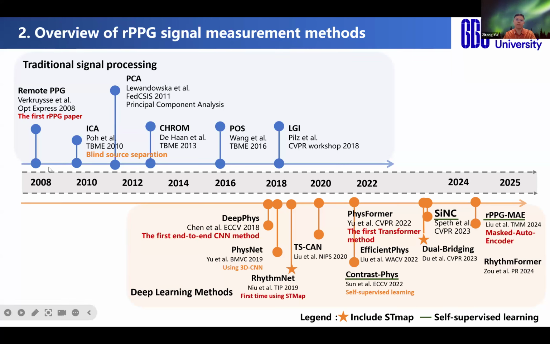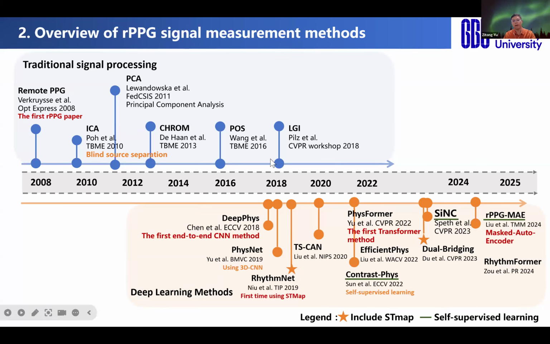After 2008, there were several years of traditional signal processing methods for rPPG measurement, for example using ICA or PCA, or color space transforms, for example CHROM, POS, 2SR and LGI. All these methods are based on blind source separation and color space signal processing. They don't use any data for learning or modeling.